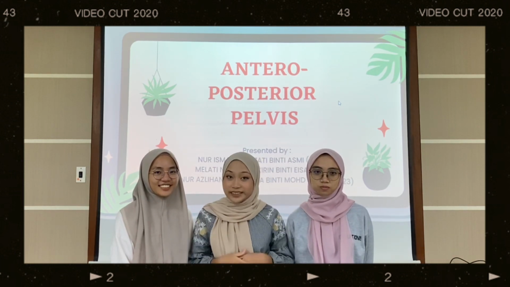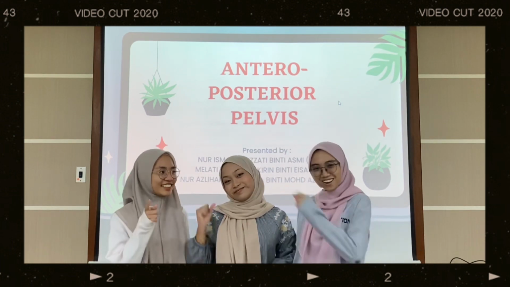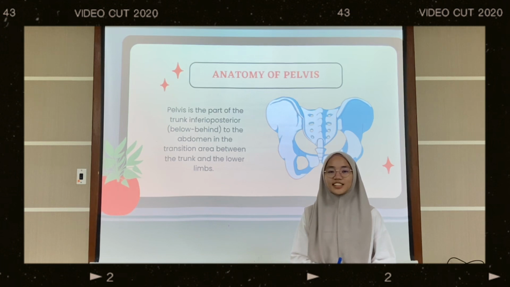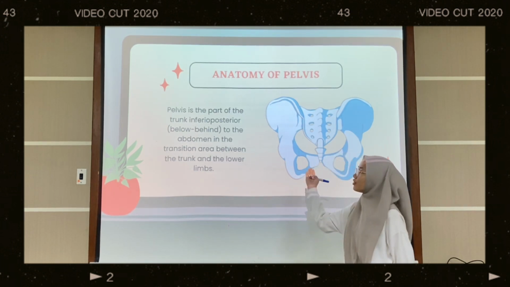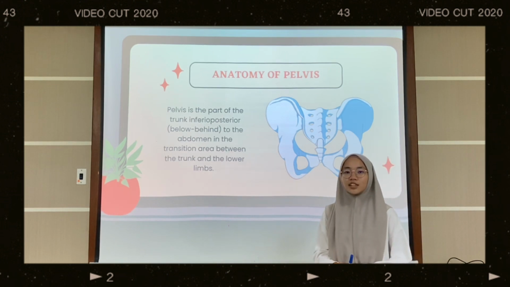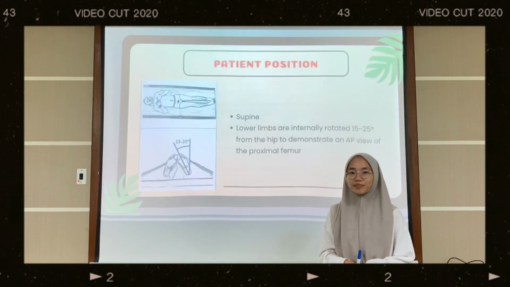So we are going to present the Antero-Posterior Pelvis Projection. So let's go! Let us study the anatomy of the pelvis. The pelvis is a part of the trunk, inferior and posterior to the abdomen, in the transition area between the trunk and the lower limb. So, let's check out how to do an AP pelvis projection.